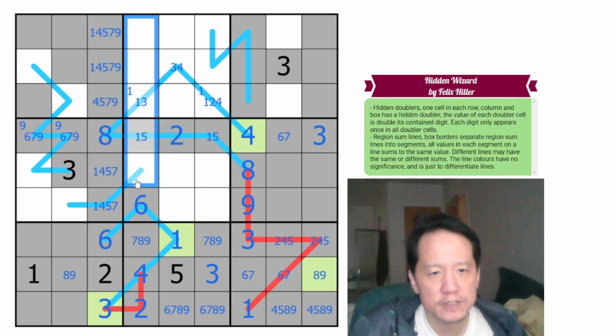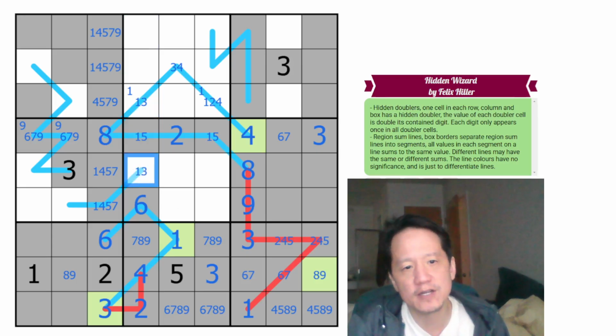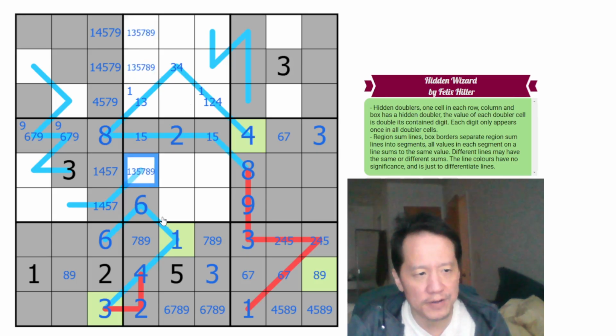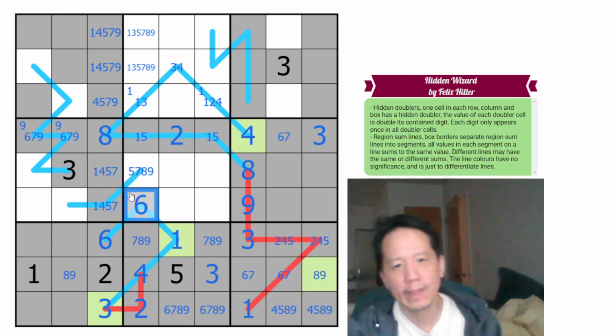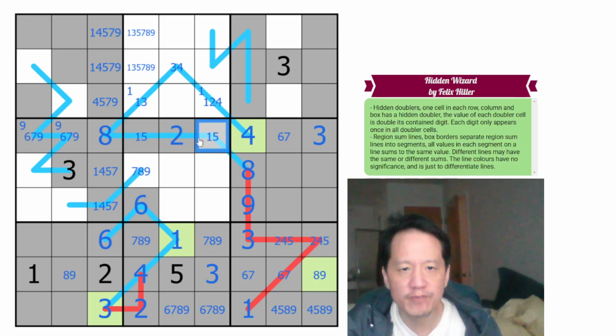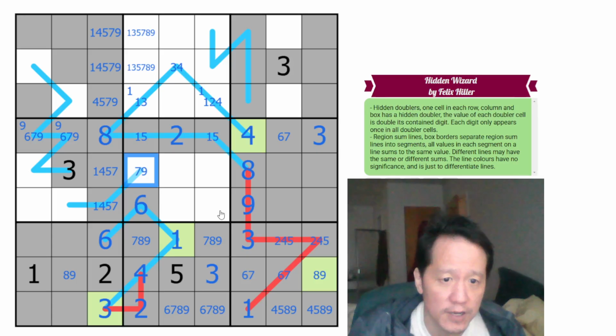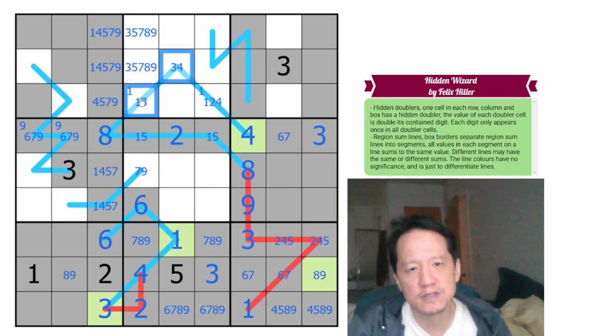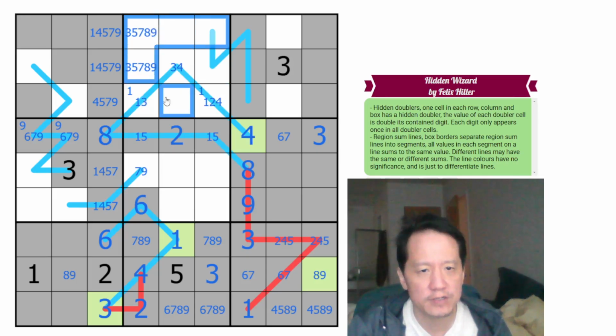What are the remaining digits here? It's 1, 3, 5, 7, 8, 9. This can never be 1 because it can't be doubled anymore if it's 1. This can't be 3 because of that 3. It's 5, 7, 8, or 9. It cannot be 5 because of the 1, 5 pair in box 5. It can't be 8 because of that 8. So it's specifically 7 or 9. Interesting. Oh, this can't be 1, again, because one of these two has to be a 1 in this box.